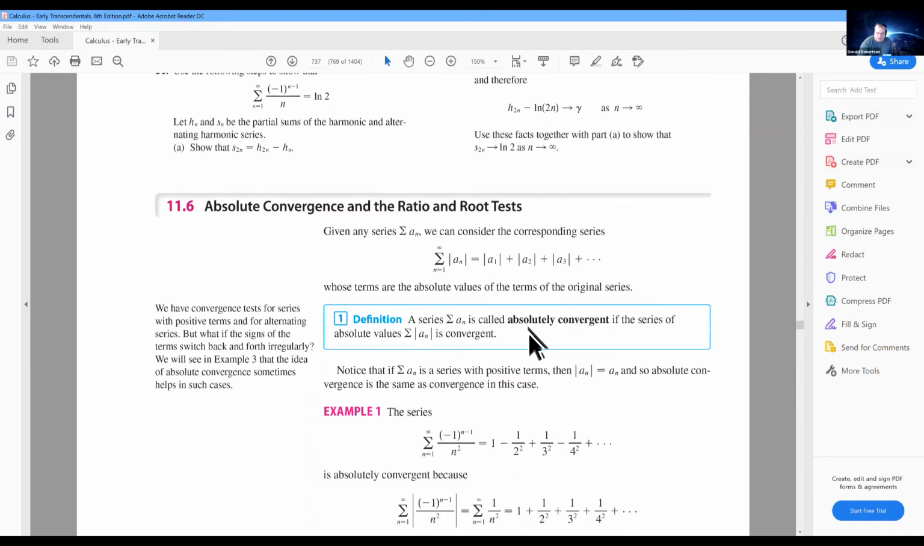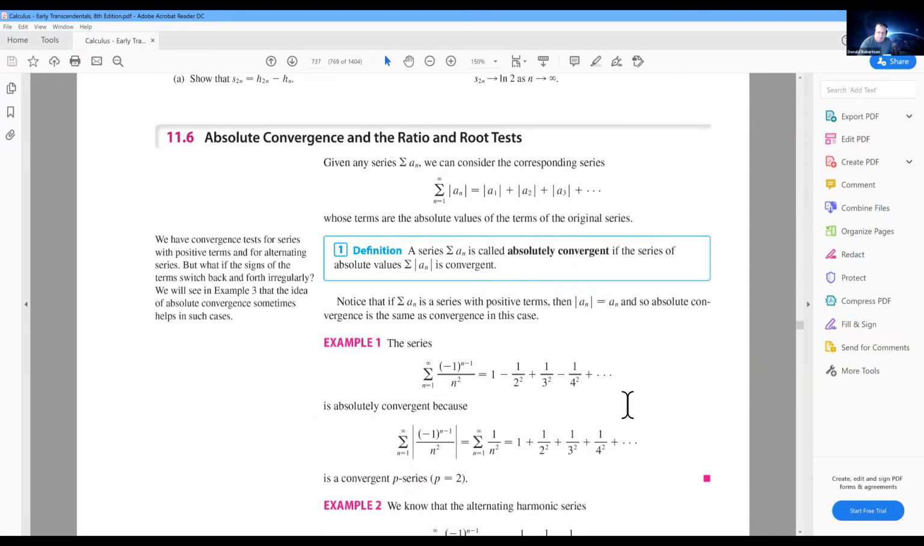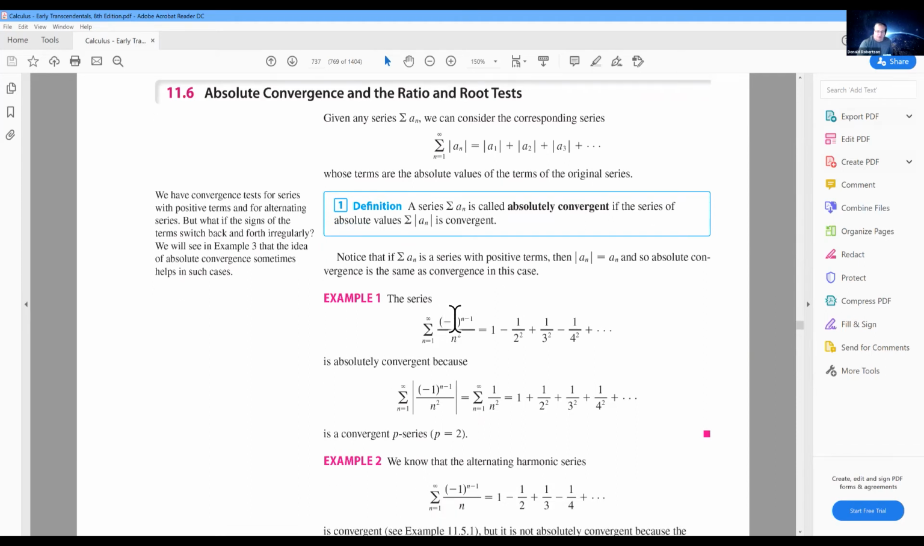So here is an example of one. They make a meal of it, but here goes. Alternating series are very often the ones that you do absolute convergence tests on. I guess it's a test.